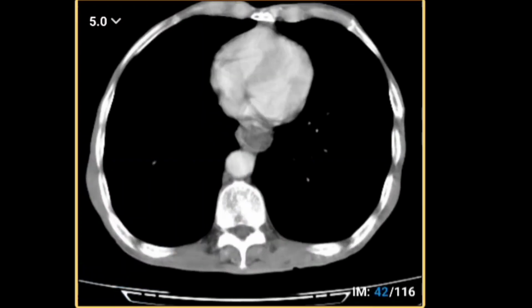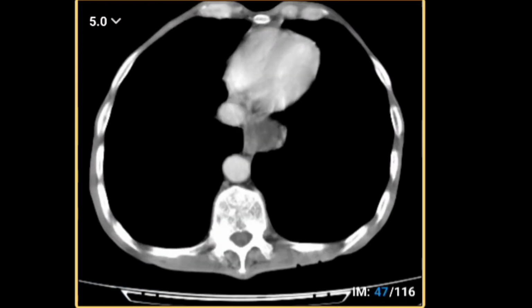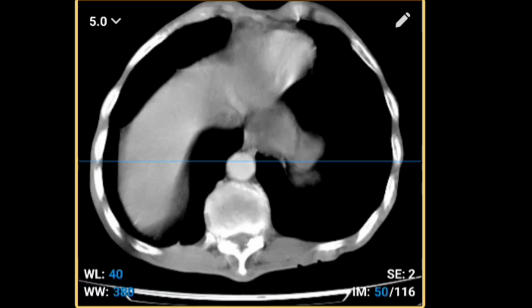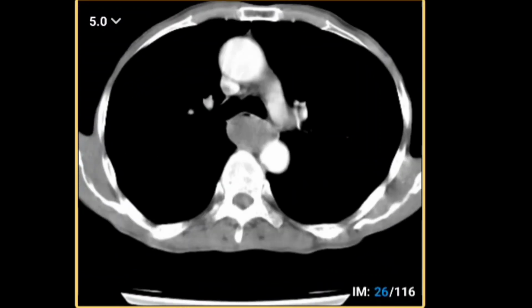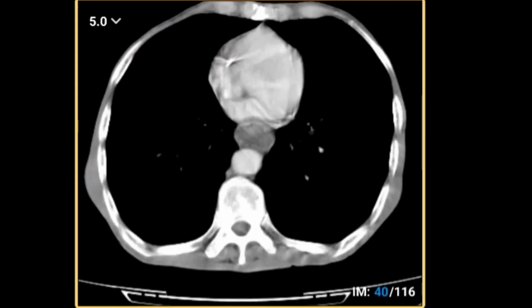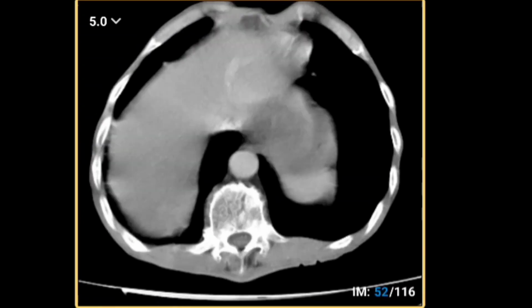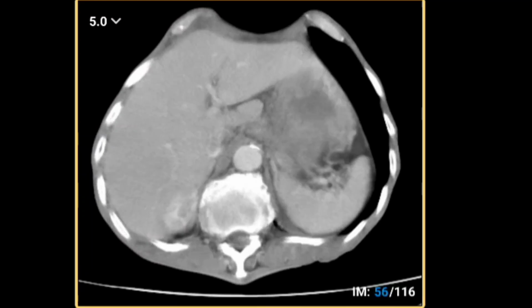Here at the gastroesophageal junction, you can see heterogeneous extension of the soft tissue lesion extending into the stomach and involving the anterior and posterior wall. So this is the extension of the tumor, and you have seen that all the way upward it's involving the esophagus, and it goes down and enters the gastric mucosa.